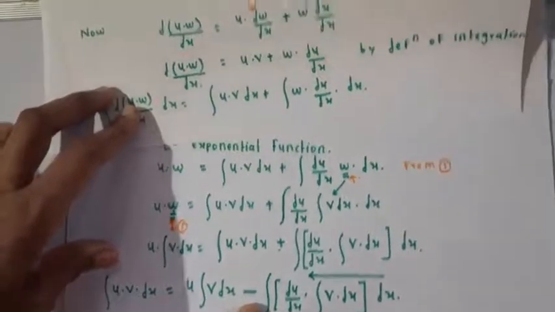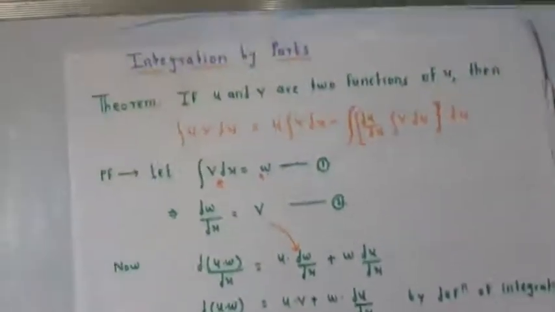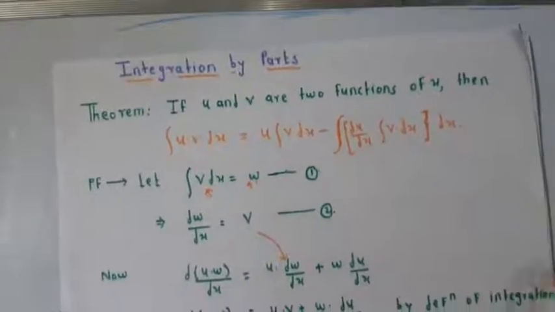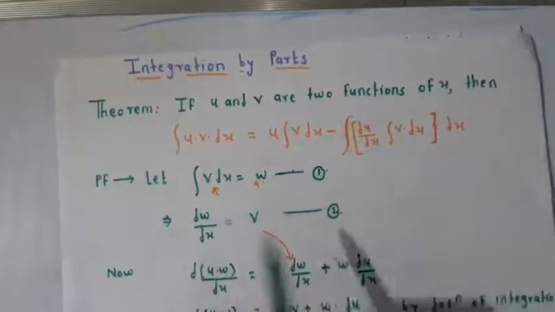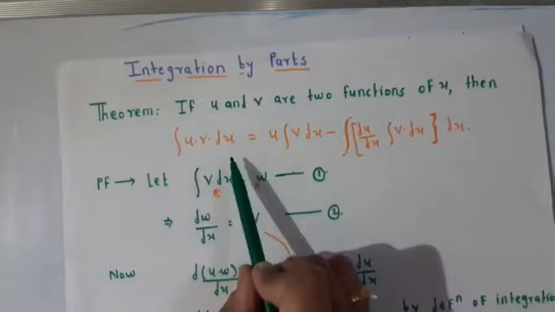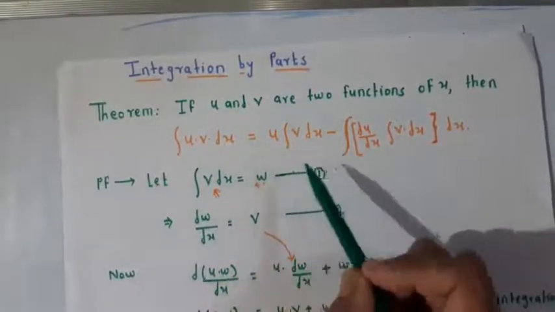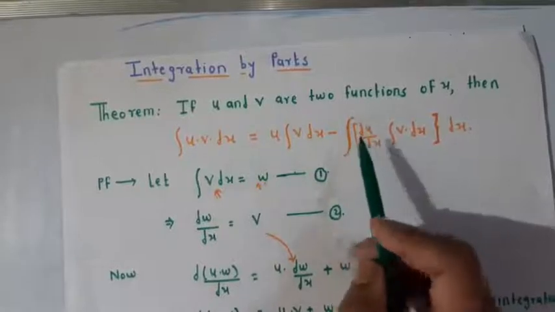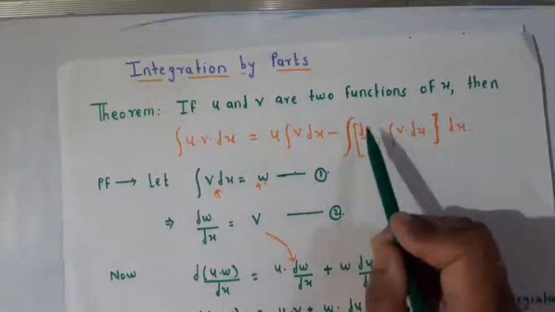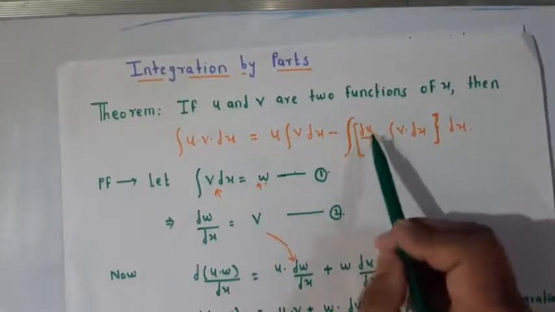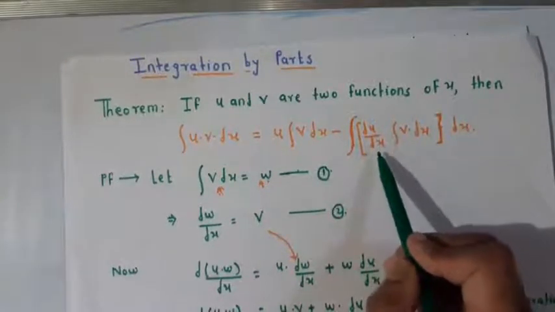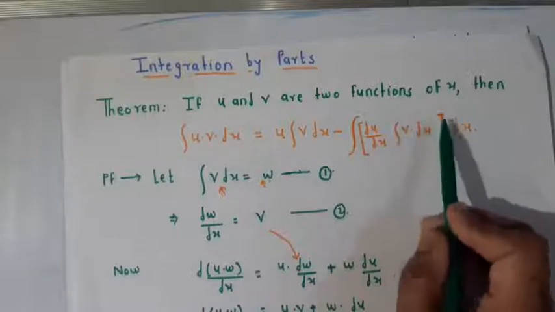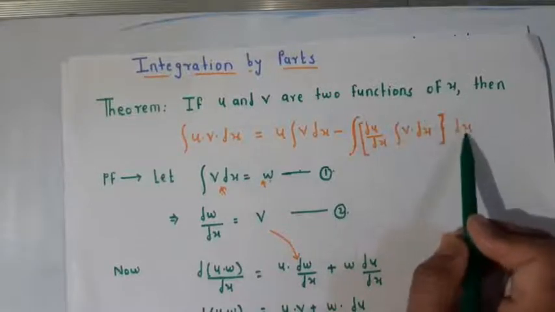Okay students, let us revise the theorem. The theorem is that if u and v are any two functions, then integration of u into v with respect to x equal to u integration of v with respect to x minus integration of the differentiation of the function u with respect to x, integration of v with respect to x and whole the integration with respect to x.